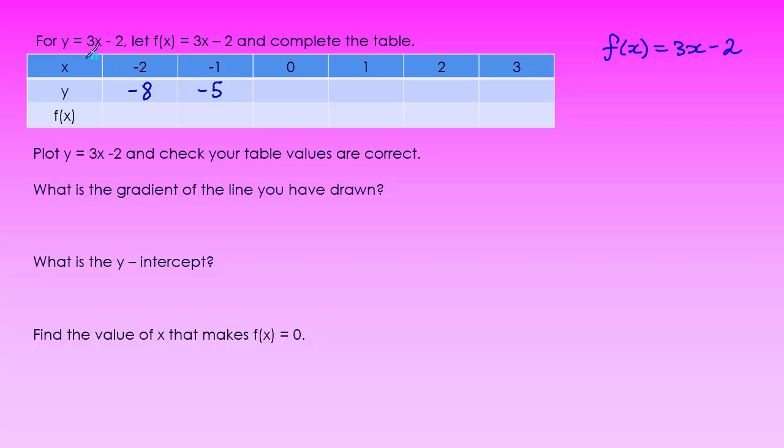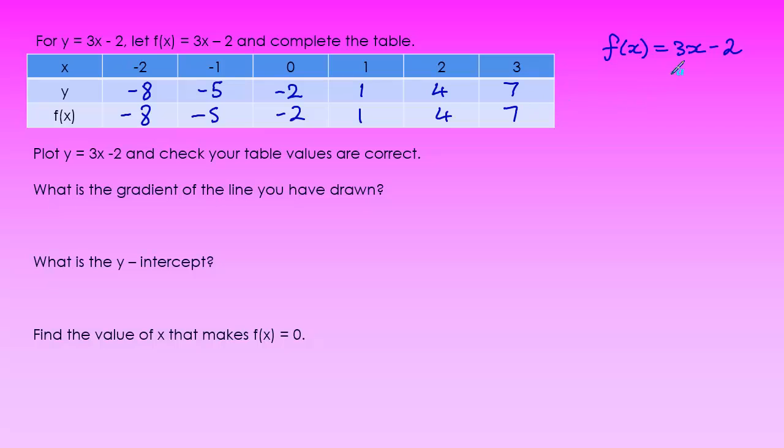When x is 0, 3 times 0 is 0, so this just becomes negative 2. When x is 1, it's 3 take away 2, which is 1. And I can see these are just going up in 3s, so it's going to be 4 and then 7. And the f of x values will be exactly the same.